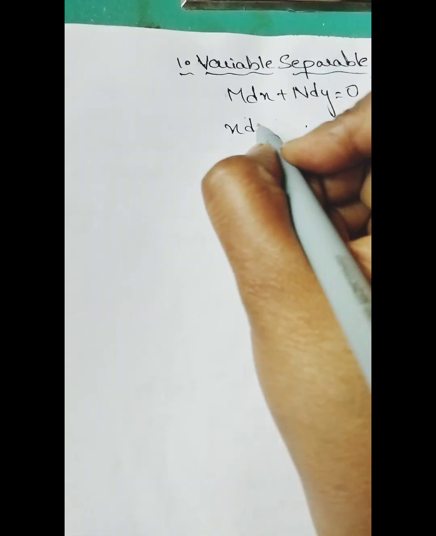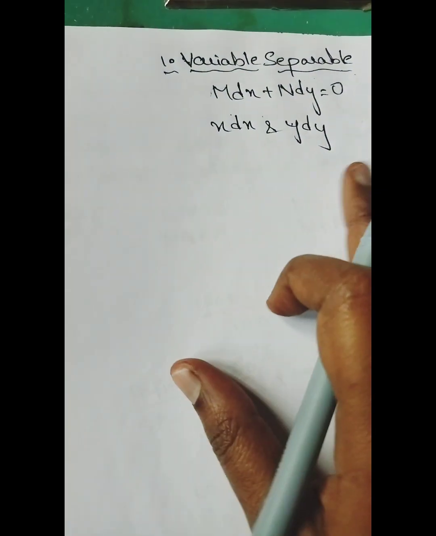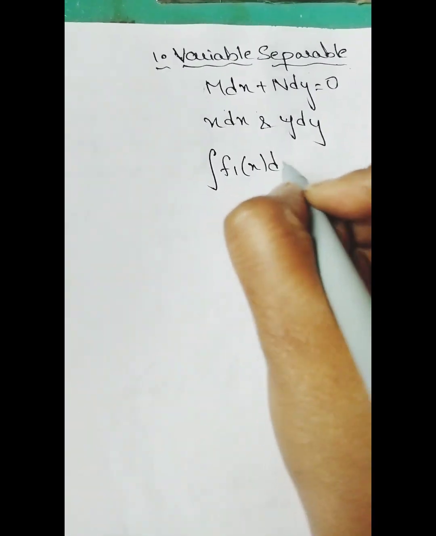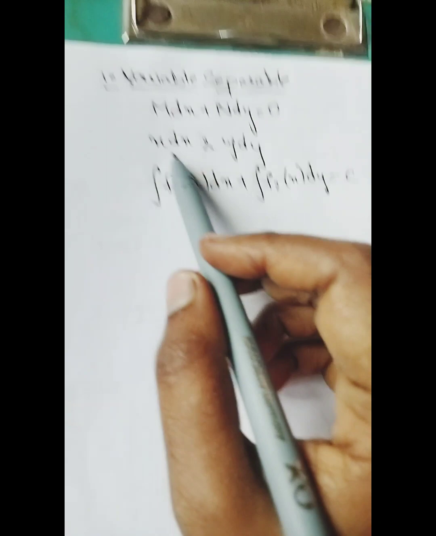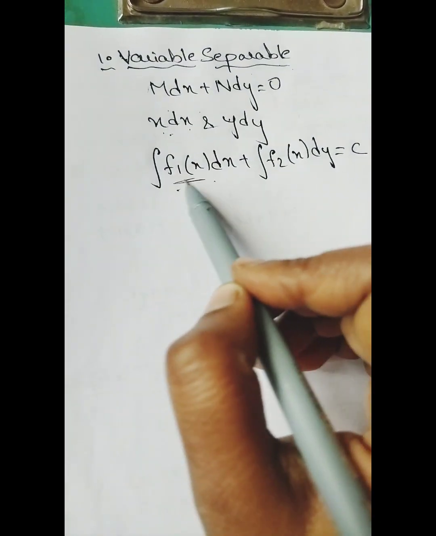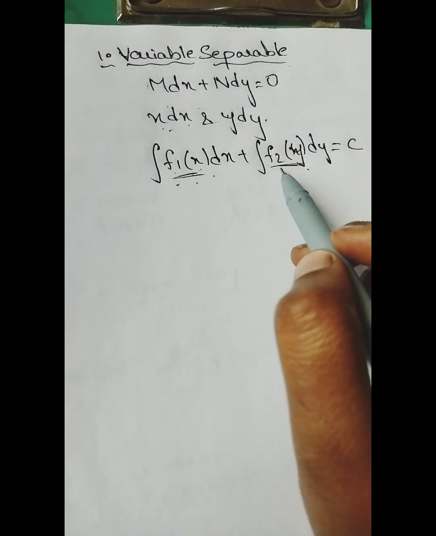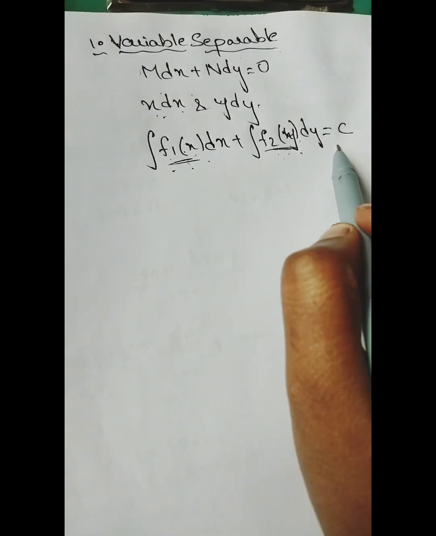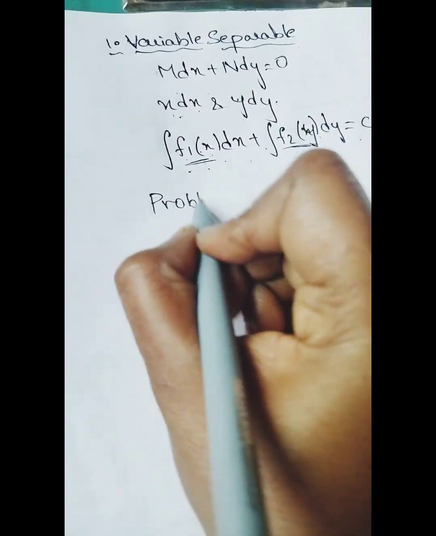By using the variable separable method, the first thing you need to do is separate the x dx and y dy terms, and then you have to apply the integration, so that you will get the answer as integral f1 of x dx plus integral f2 of y dy equal to c. As we have discussed here, in the separation of x dx terms, f1 of x means a function of x, and f2 of y means the function which consists of only the y variable. So if you integrate that with respect to x and with respect to y, then you are going to get the final solution of this differential equation. We will see some example problems so that you will understand clearly.